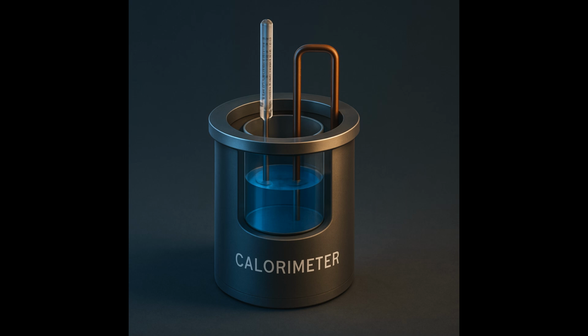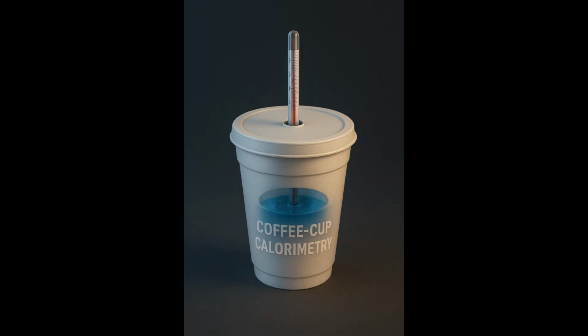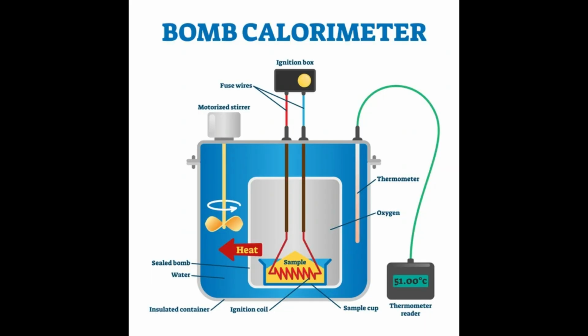calorimeter. A calorimeter allows us to measure temperature changes that occur during chemical or physical processes. One common method is coffee cup calorimetry, where the reaction happens in an insulated cup under constant pressure. For more precise measurements, we use bomb calorimetry, where reactions occur in a sealed container at constant volume.